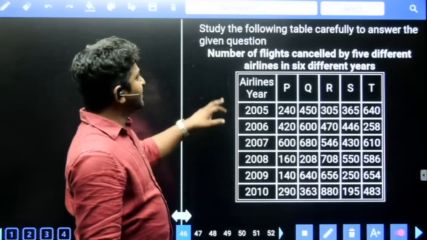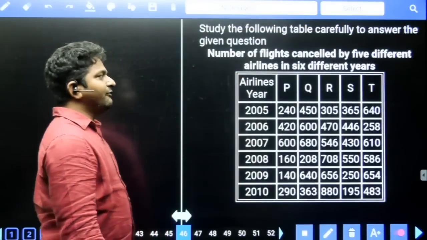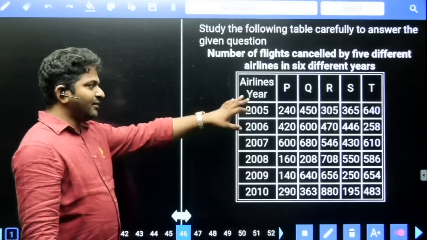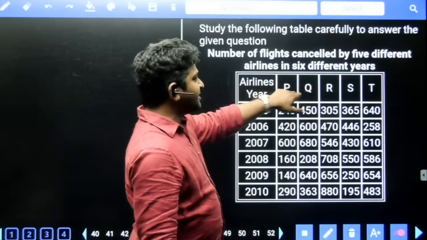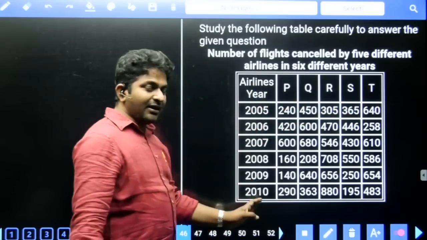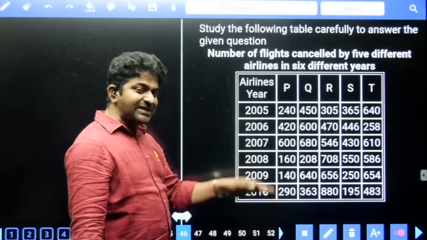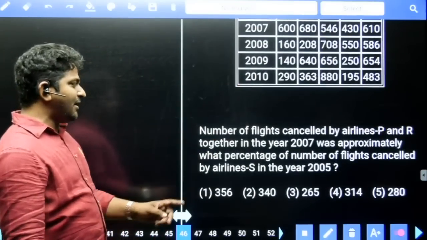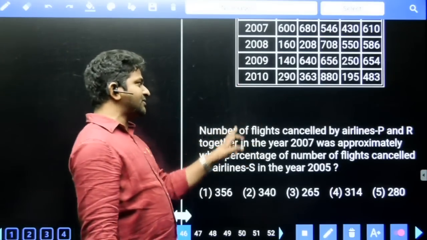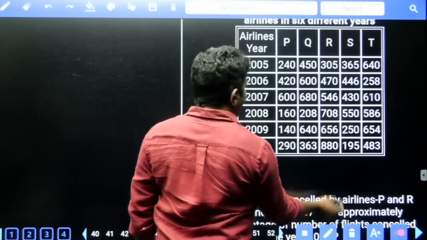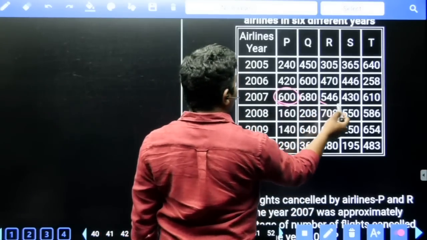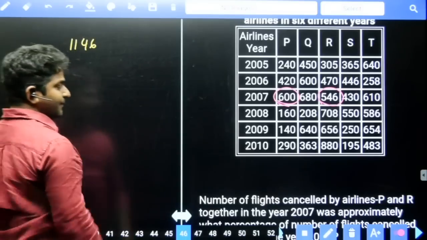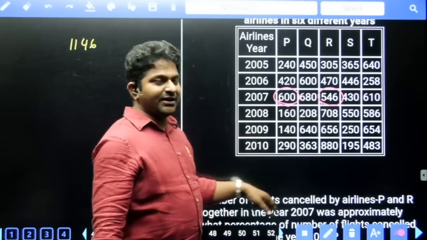Next. This is some other table. Now look at this. Number of flights cancelled by 5 different airlines in 6 different years: 2005, 6, 7, 8, 9, 10. P, Q, R, S, T. So these are airlines and year-wise number of flights which were cancelled. Now let's see the questions. Number of flights cancelled by airlines P and R together in the year 2007. In 2007, P is 600, R is 546. Together it is equal to 1146. 600, 500, 1100 and then an extra 46.